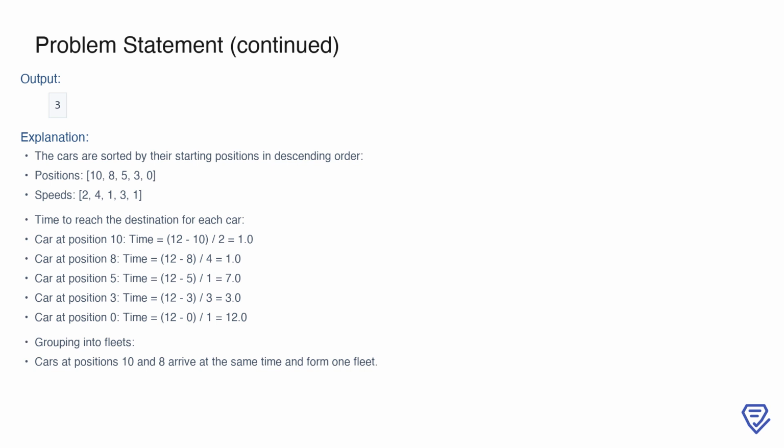The car at position 5 takes (12 - 5) / 1, or 7.0 hours, while the car at position 3 takes (12 - 3) / 3, or 3.0 hours. Finally, the car at position 0 takes (12 - 0) / 1, or 12.0 hours. Based on these times, we can see that the cars at positions 10 and 8 arrive at the same time, so they form one fleet.